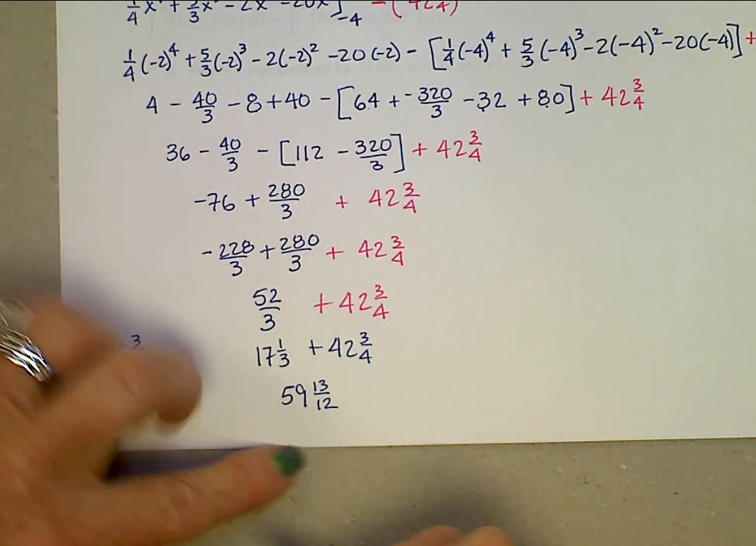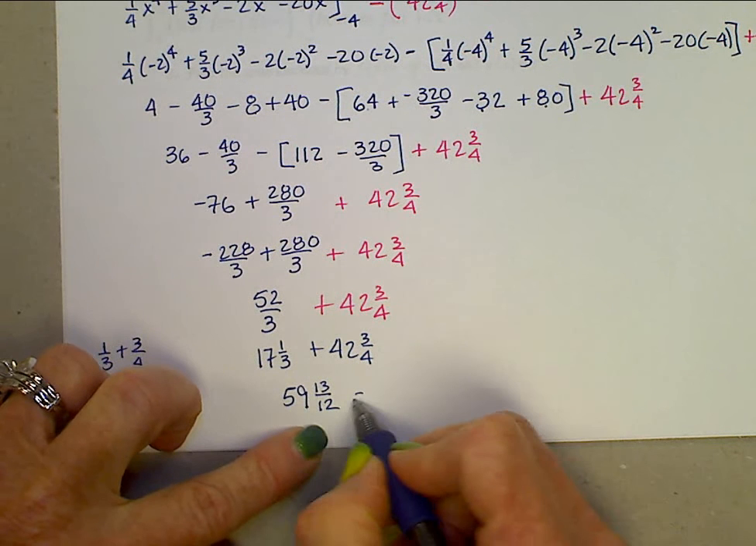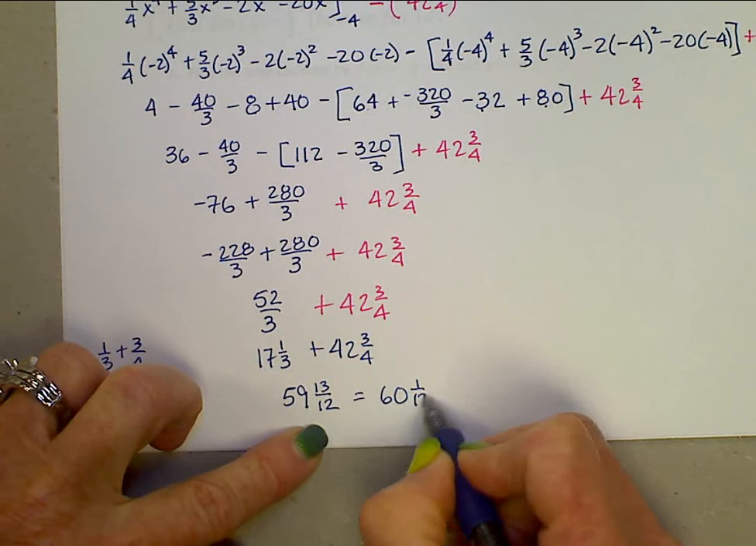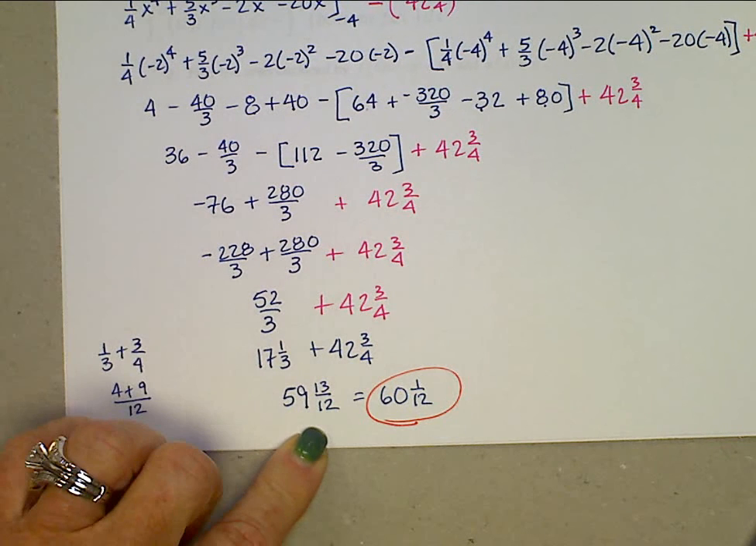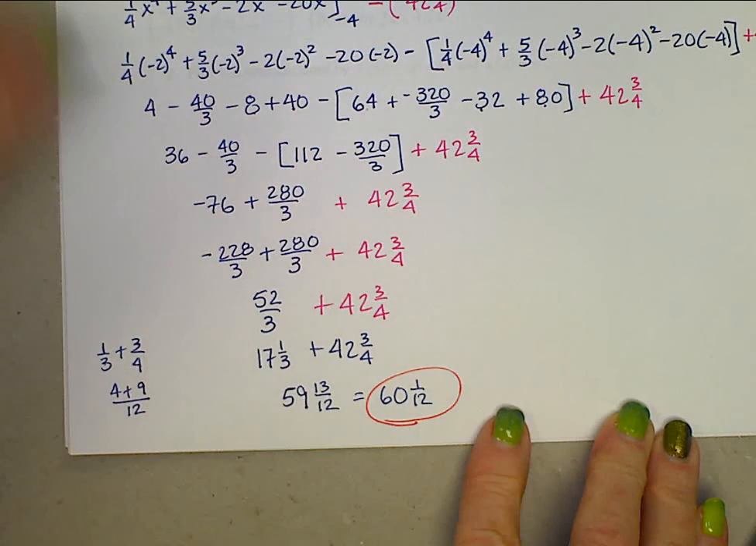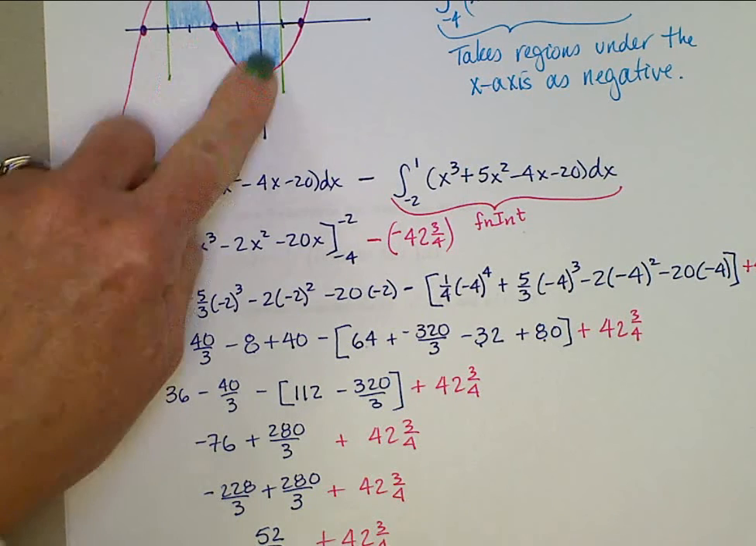59 and 13/12, but we cannot leave it that way. This is 60 1/12. There you go. Final answer. That is the value, the area that is shaded blue up here.